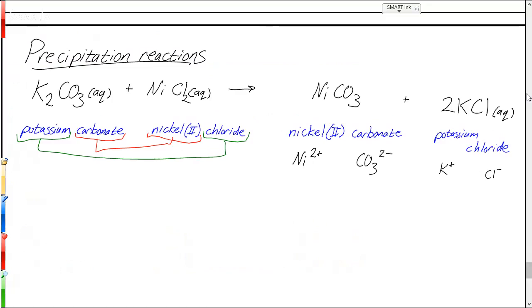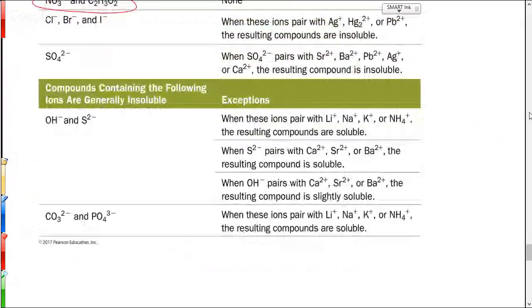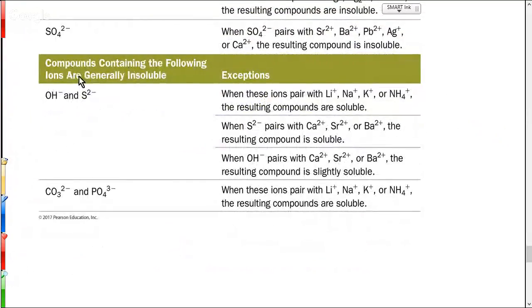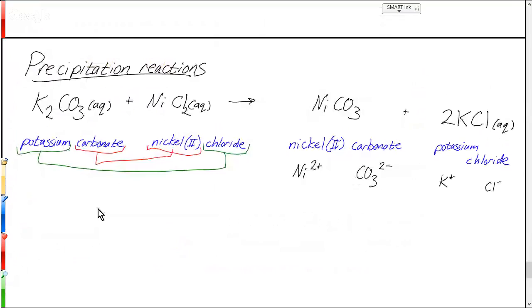But if we really want to be sure, let's go back to the rules and look at carbonates. And it says here, carbonates are generally insoluble except when they're with those ones from the top. So when carbonates and phosphates are with those alkali metals and ammonium, they're soluble. Otherwise, they're always insoluble. So that tells us that, yes, this one is definitely a solid precipitate. And that tells us that this reaction actually happens. It goes forward.